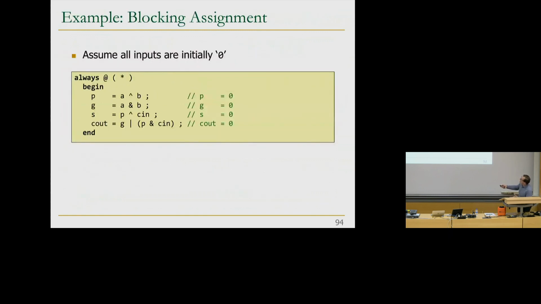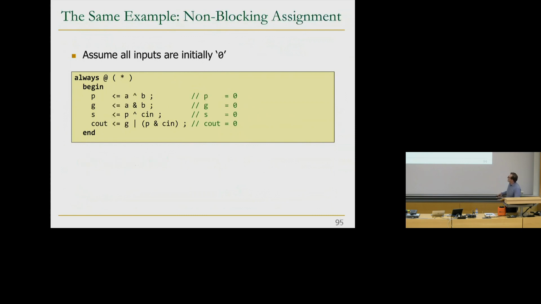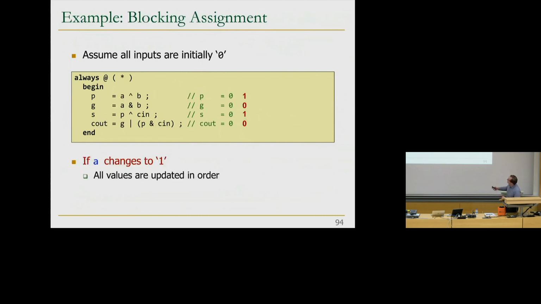So this is one example. This is blocking assignments, right? Assume all inputs are initially 0. You basically do the assignment. If A changes to 1, all values are updated in order. So you basically execute one by one, not concurrently. So P becomes 1, and then this becomes 0 because it's an AND. Now you use the new value of P over here, right?